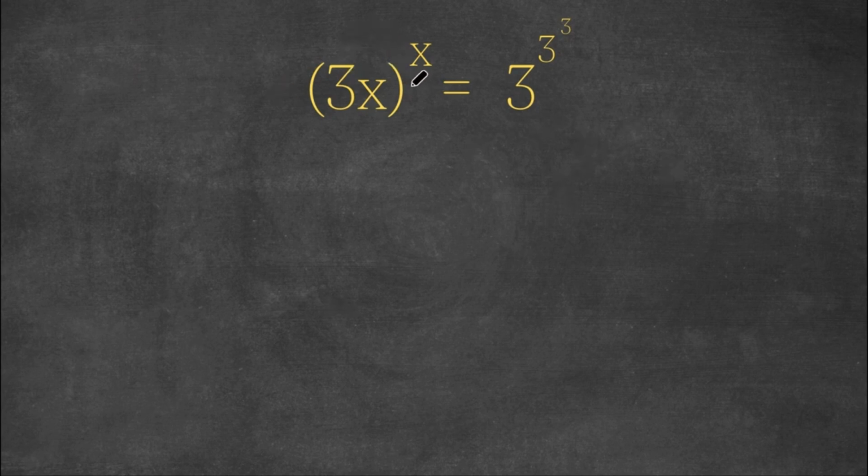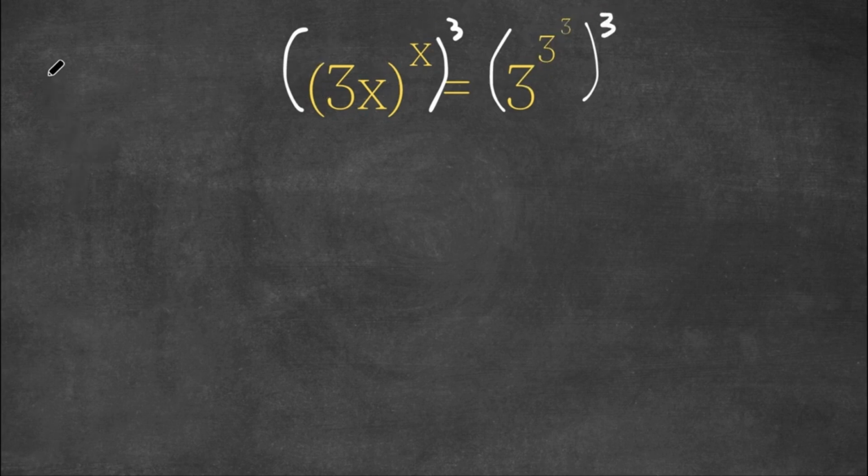In today's video, I'm going to be teaching you guys how to solve this exponential equation. So we have 3x to the power of x is equal to 3 to the power of 3 to the power of 3. Now what I'm first going to do is I'm going to take the power of 3 on both sides. So now we have (3x to the power of x) to the power of 3 is equal to 3 to the power of 3 to the power of 3 to the power of 3.